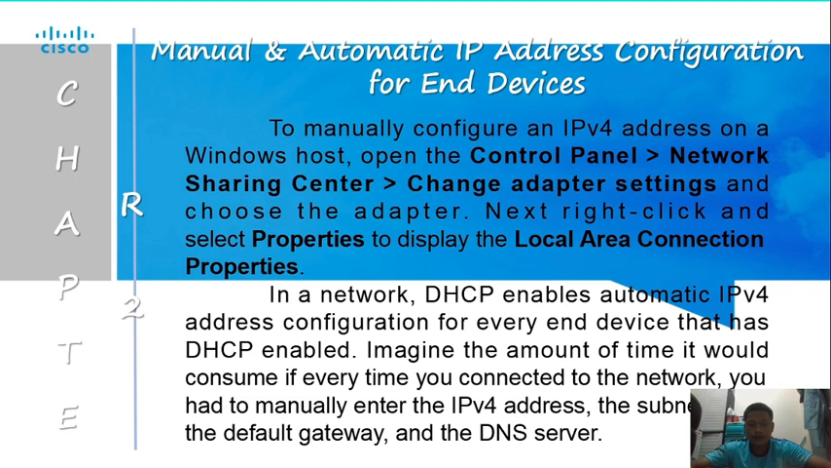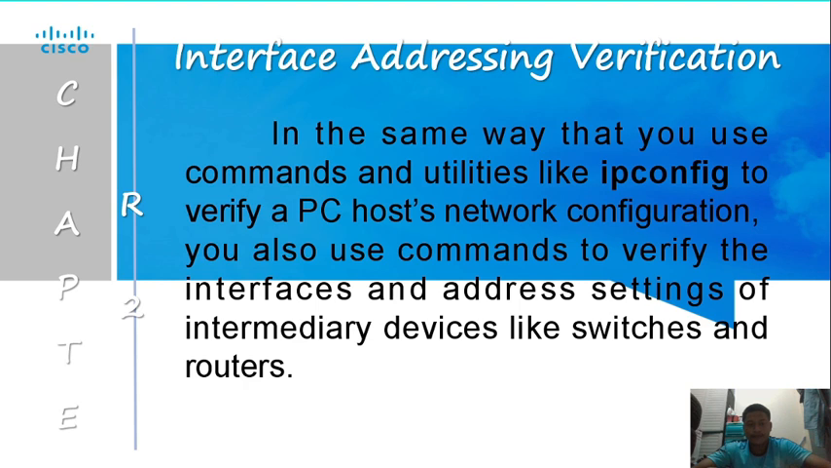Manual and automatic IP address configuration for end devices. This is the meaning of that. To manually configure an IPv4 address on a Windows host, open the Control Panel and Network Sharing Center, go to Change adapter settings and choose the adapter. Next, right-click and select Properties to display the Local Area Connection Properties.